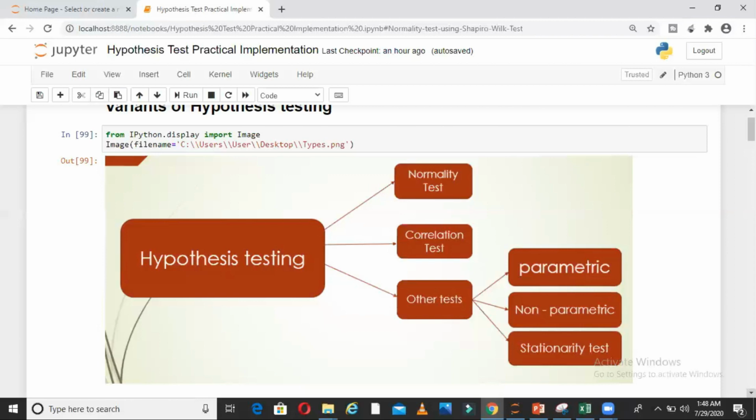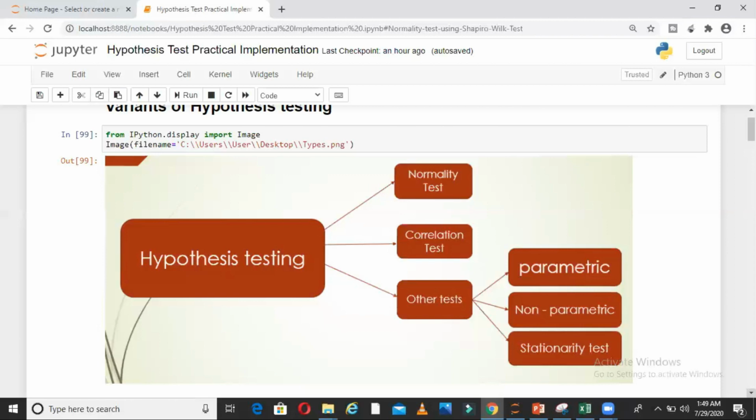The other scenario is the correlation test, whether it is continuous to continuous or continuous to categorical. That is another scenario where we do hypothesis testing. The third is other kinds of tests, for example some of the parametric tests and some of the non-parametric tests. Parametric will be something like a t-test. Non-parametric might be something like the chi-square test, and then there is the test of stationarity. So what is a stationarity test? In time series analysis, you will have to see if your time series is stationary or not stationary. So that also comes from hypothesis testing.